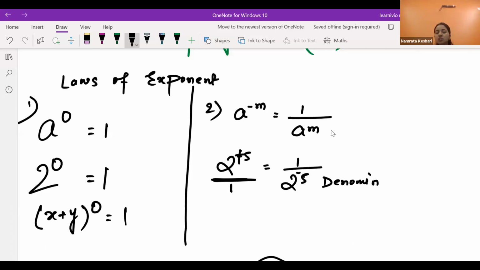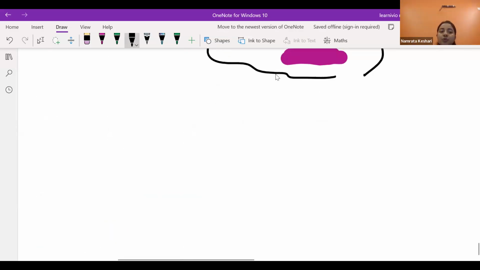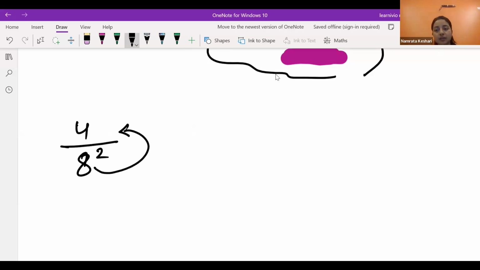So when you are switching the place, let's take a few more examples and master this. Suppose you are having 4 by 8 to the power 2. And this 8 to the power 2, for any reason you want to take it in the numerator. Mathematically, is that acceptable? Yes, we can do so. 4 will say that yeah, you can sit beside me with a multiplication sign. But this power will reverse its sign. Making sense?